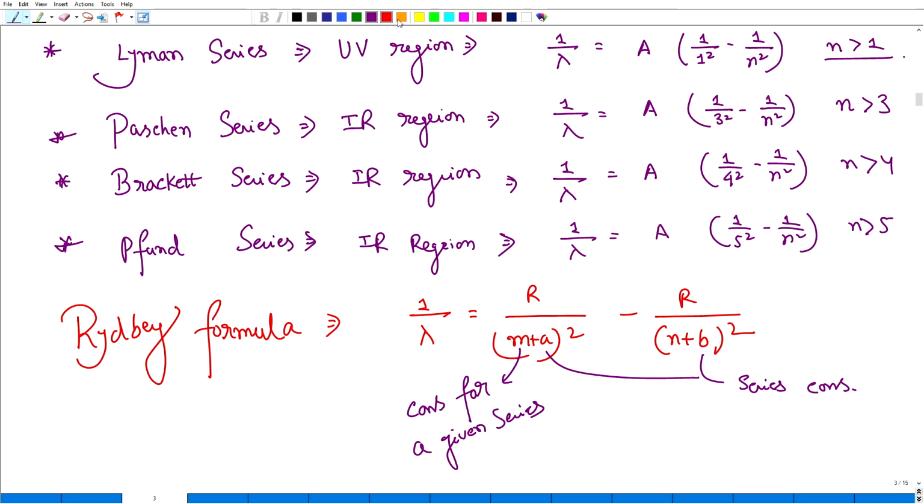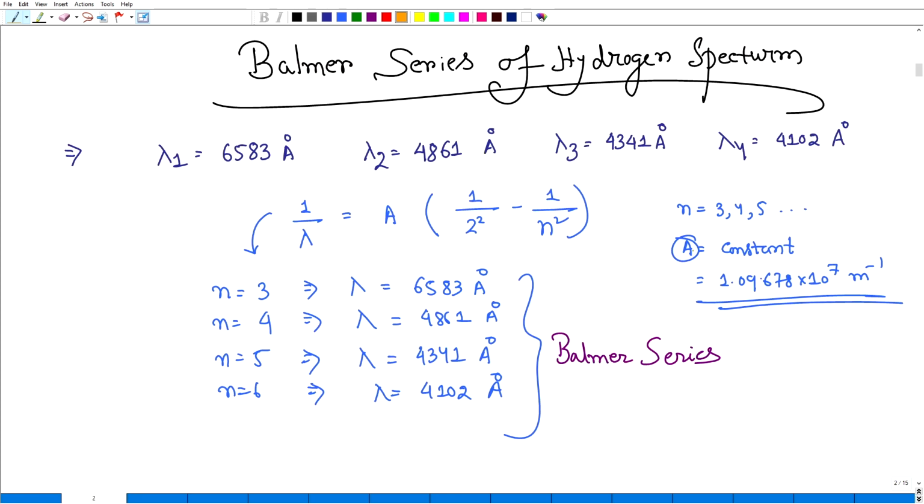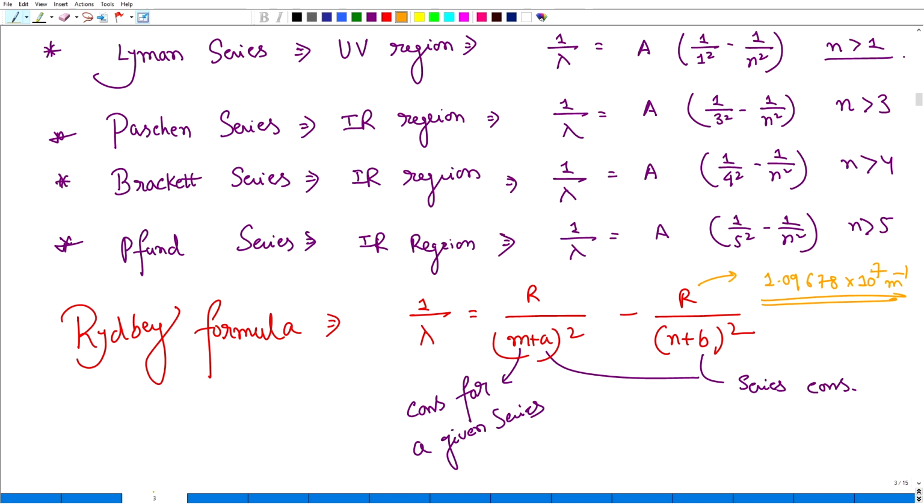This is the generalized formula, and Rydberg calculated the value of R more precisely. The value of R was obtained as 1.09678, which I wrote in the last class. This value of R was calculated by Rydberg. I wrote the value here, but it was not calculated by Balmer. That's why it's called the Rydberg constant.